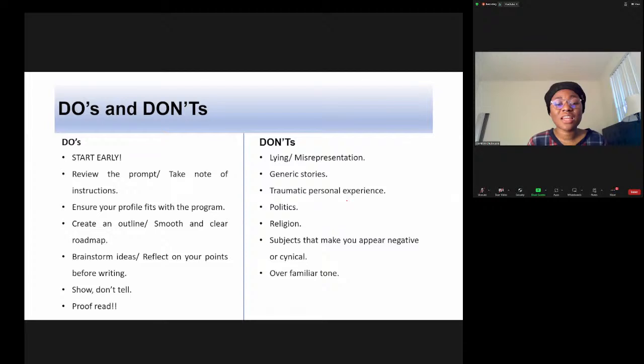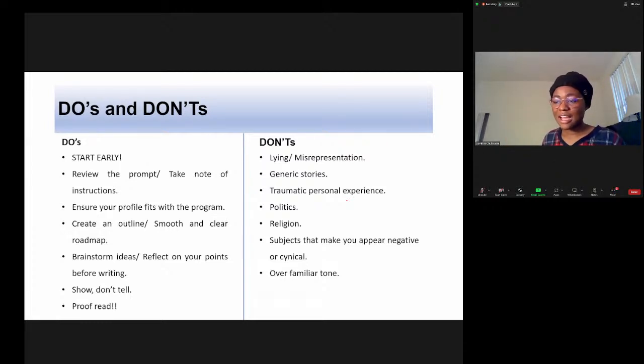Now, create an outline, a smooth and clear roadmap. Like I said, for me, the way I always write those paragraphs, I have those paragraphs written out, so I know what goes into each paragraph. Brainstorm ideas, reflect on your points before writing. Those pre-writing questions that I listed out, you need to look at them in depth. Answer those questions honestly. Have answers to each of them.